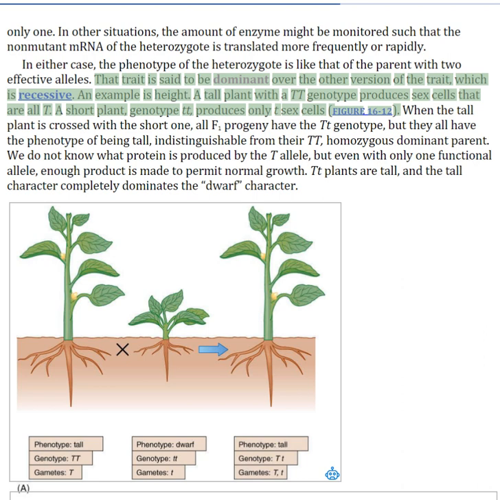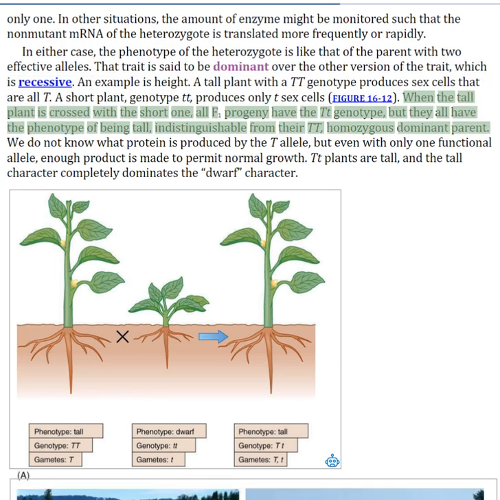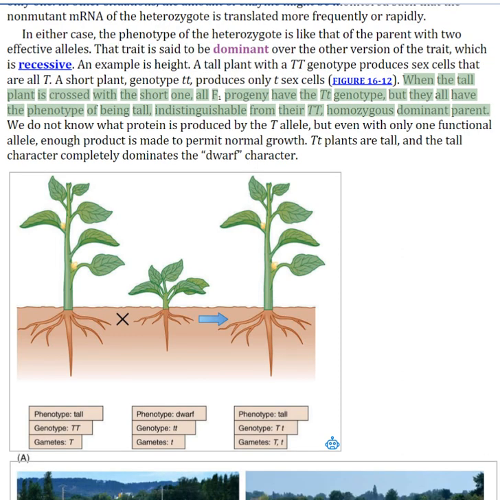An example is height. A tall plant with a TT genotype produces sex cells that are all T. A short plant, genotype tt, produces only t sex cells. When the tall plant is crossed with the short one, all F1 progeny have the Tt genotype, but they all have the phenotype of being tall, indistinguishable from their TT, homozygous dominant parent.